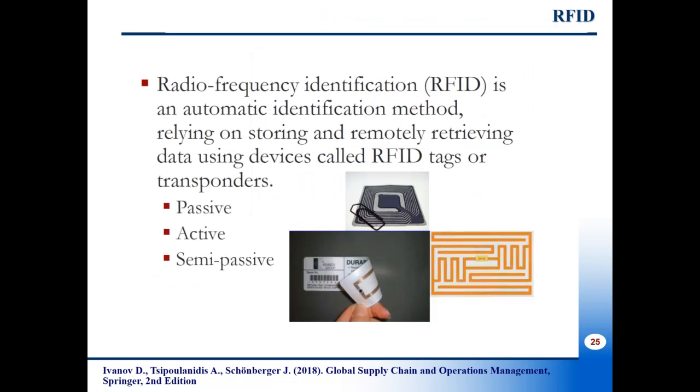Okay, now we are focusing on RFID, one technology that is used for supply chain execution management. So RFID is an automatic identification method relying on storing and remotely retrieving data using devices called RFID tags or transponders. So there are three characteristics of RFID, that is passive, active or semi-passive. Those are three options that can be chosen when we intend to implement RFID technology.